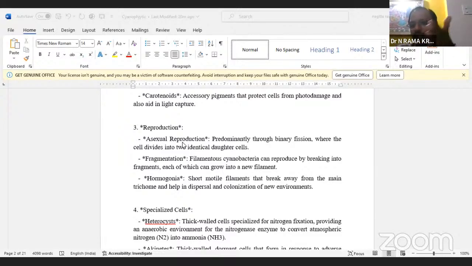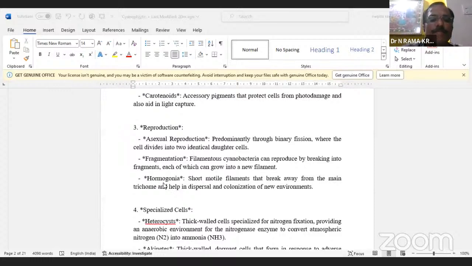Break the portion, and the rest of the portion automatically produces a new plant. That is vegetative reproduction. Under unfavorable conditions, the entire body forms one special type of structure, which we call vegetative structures. But here fragmentation is there.